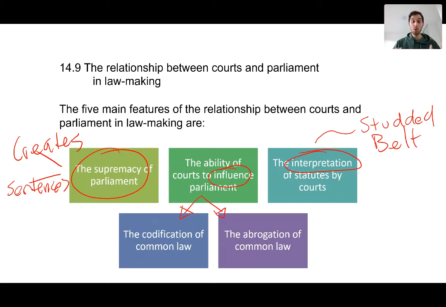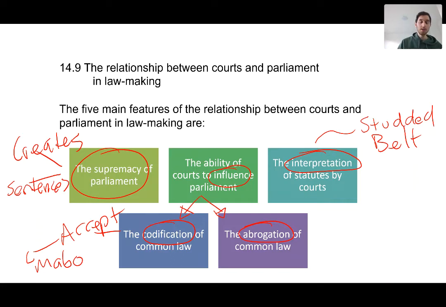Once the court's decisions have influenced Parliament, Parliament can choose to either codify the law that court made or abrogate it. Essentially, codification is when Parliament chooses to accept the law that courts have made and turn it into a piece of statute, a law that Parliament makes. So, for example, our example here is the Mabo case. In the Mabo decision, the court decided that Australia was not terra nullius. The court decided that Indigenous people had an ownership and connection to the land of Australia.